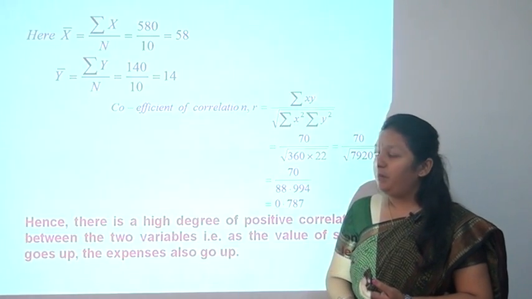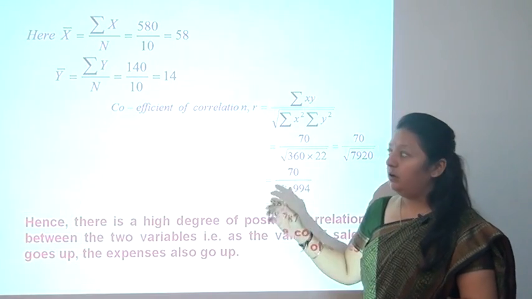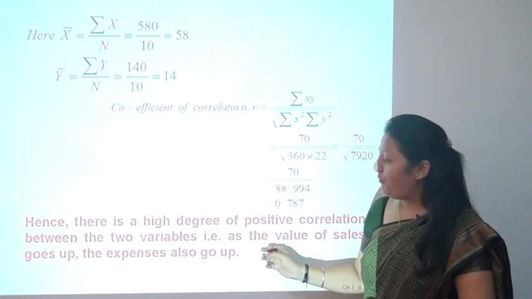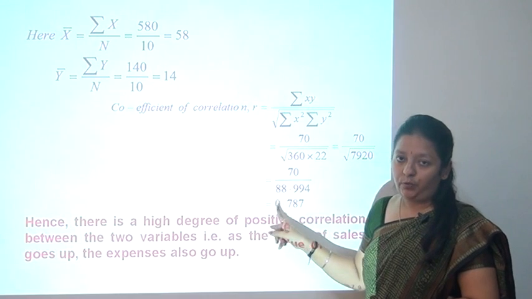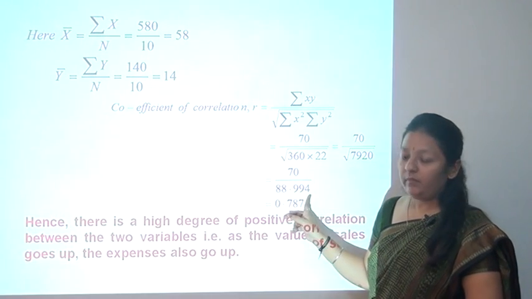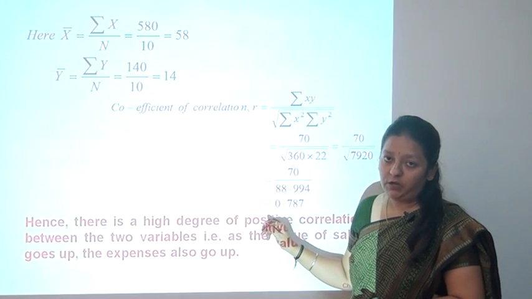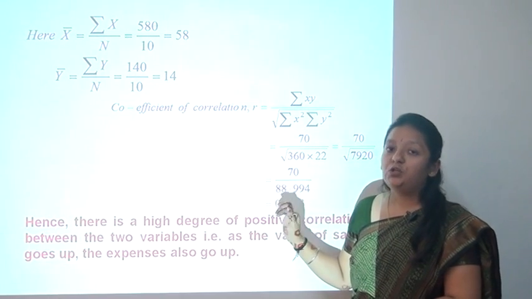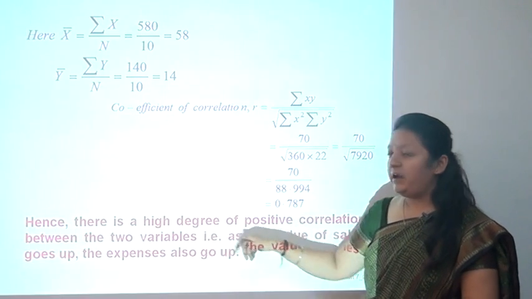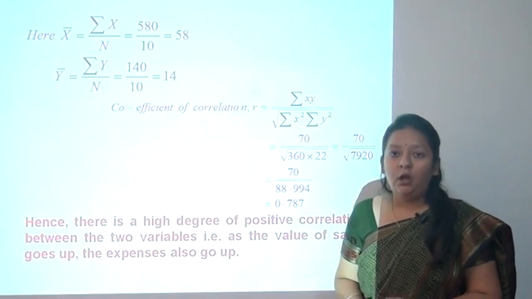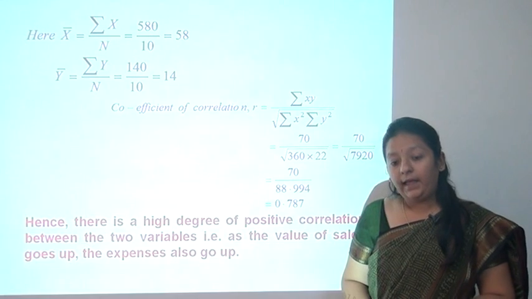So simply by putting all the data into the formula, we'll have the value of r, which is equal to 0.787. So we can say the value of the correlation coefficient is near to +1, so there exists a high degree of positive correlation between the two variables.